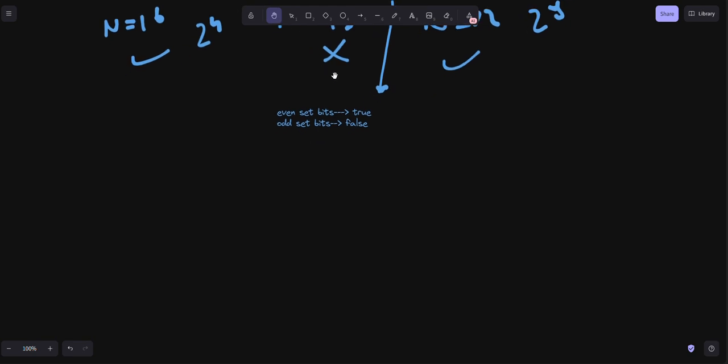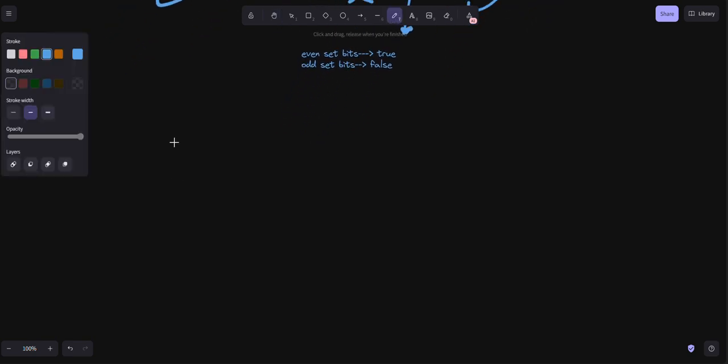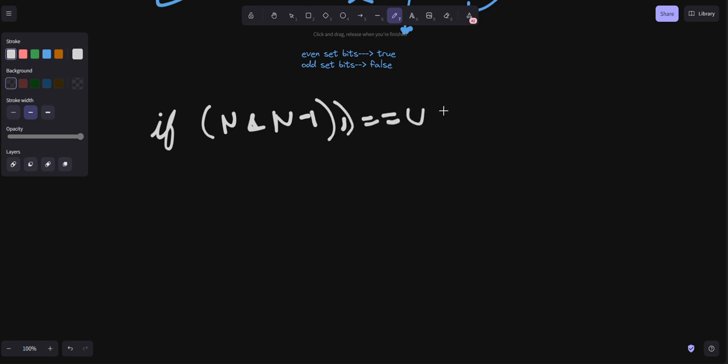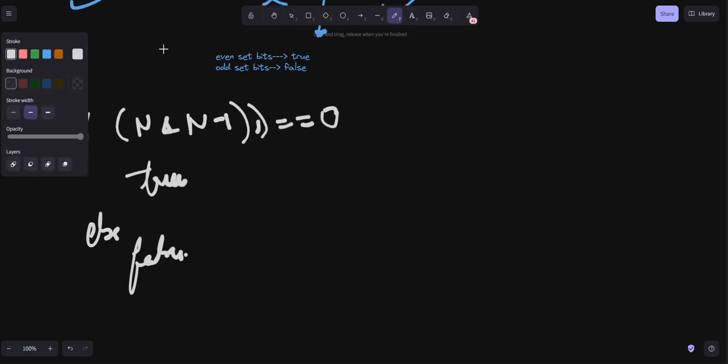And for the same thing, I can just check if n AND (n minus 1) gives me 0, then true, else false. How? Let's take one example here for your reference again. 1101, which is 13, and 12 is 1100.